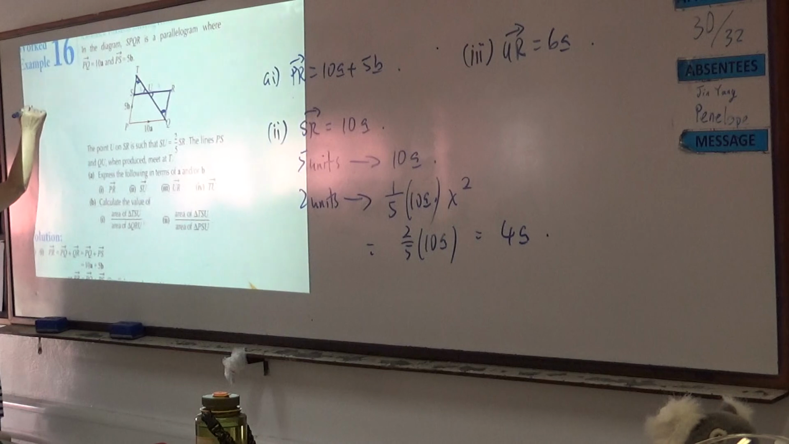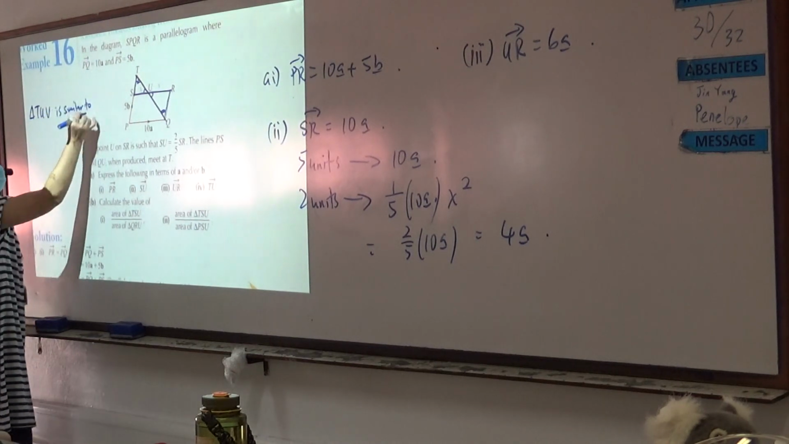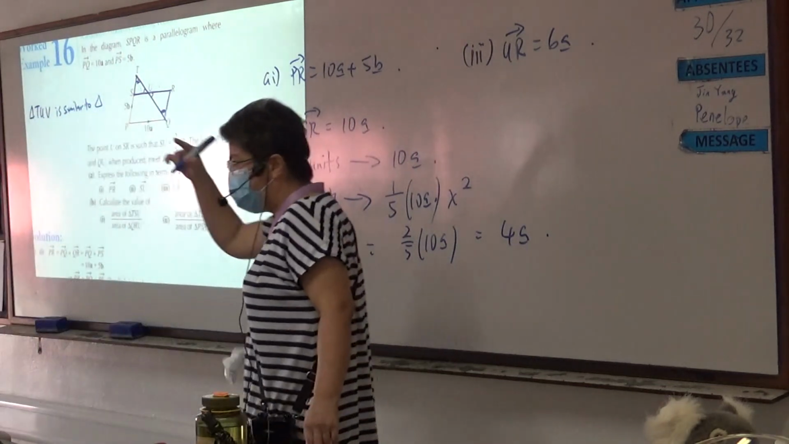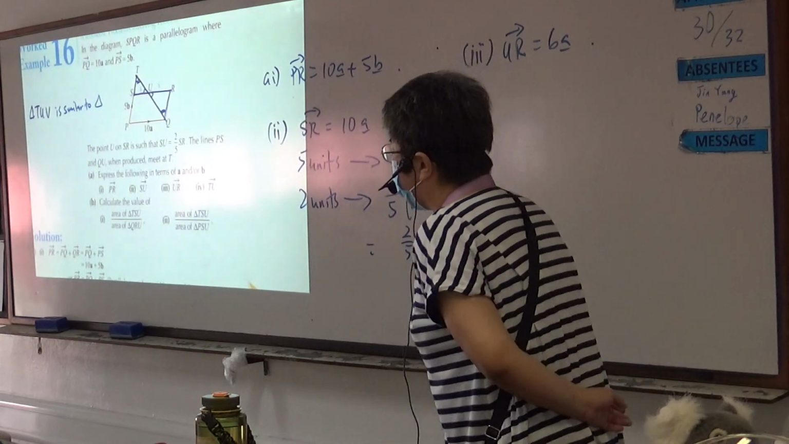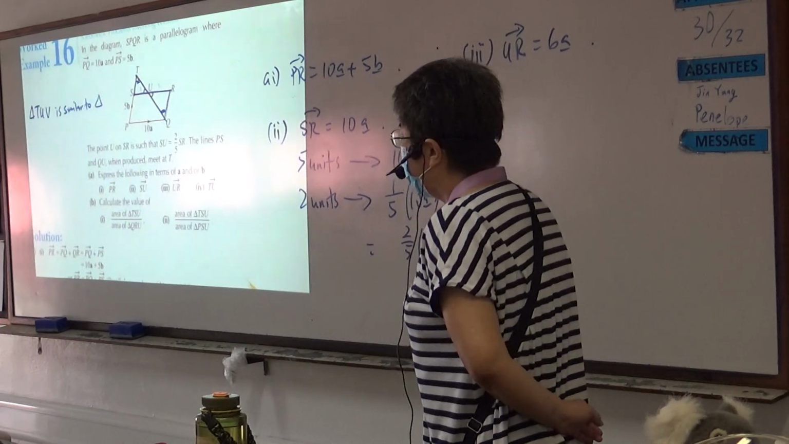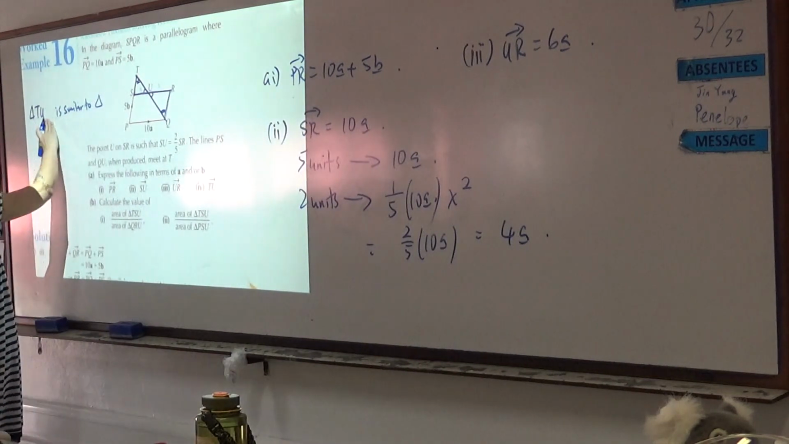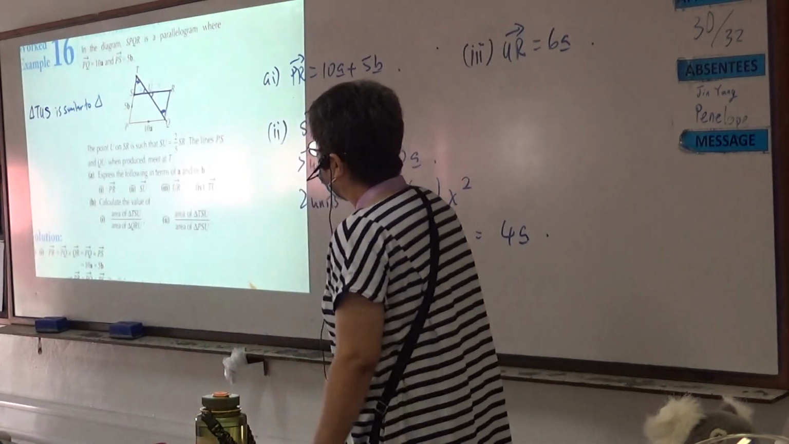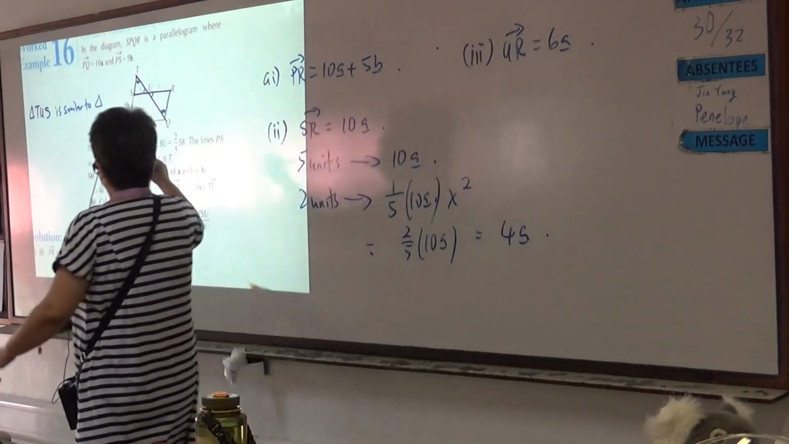That means triangle TUS is similar to what? Triangle what? It must be in the same order. The order of the letters is important. Look at angle TUS, so it must be QUR. Triangle QUR.